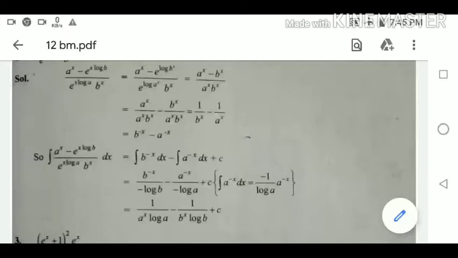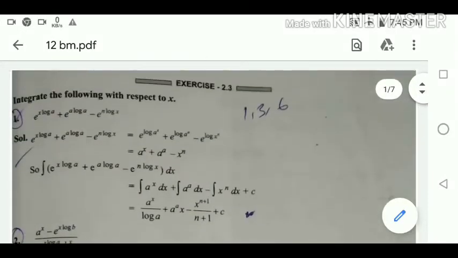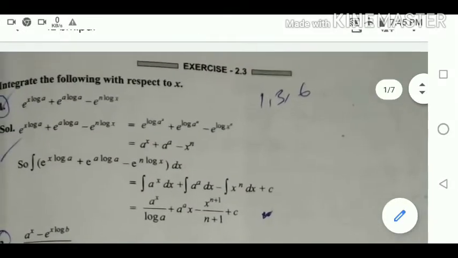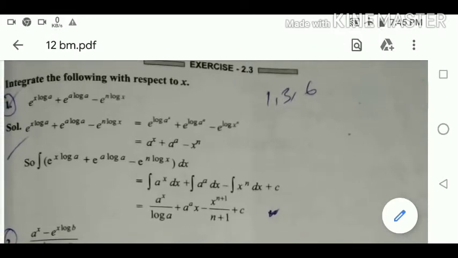So now we revise exercise 2.3. The first sum is related to e power x log a plus e power a log a minus e power n log x. This is the question. This type of question is asked in 3 marks, sometimes in 2 marks.